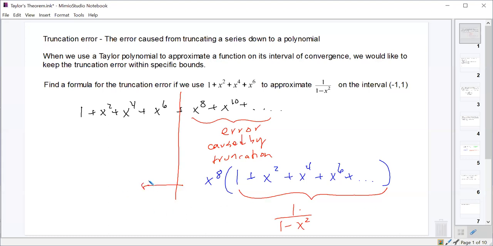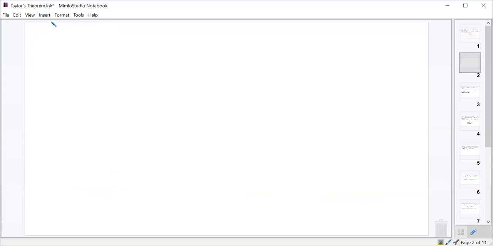I guess I'll draw this over here perhaps. This is x to the 8th over 1 minus x squared, right? Or it's the next term after the truncation times the original series. True? What if we had a different geometric series? What if we had the series for 1 over 1 minus x cubed, what would that one look like?